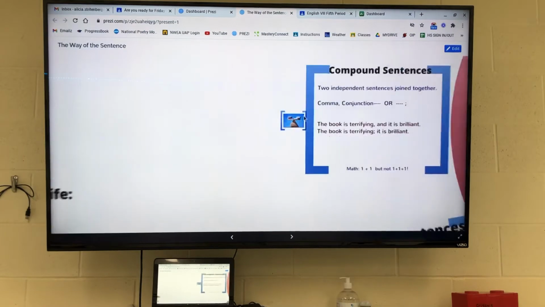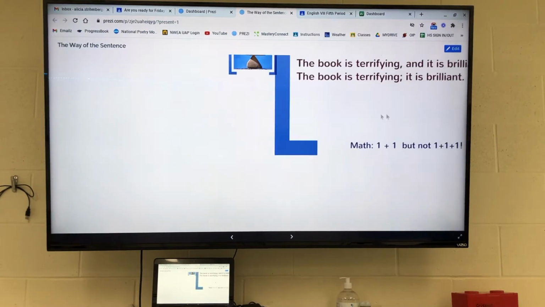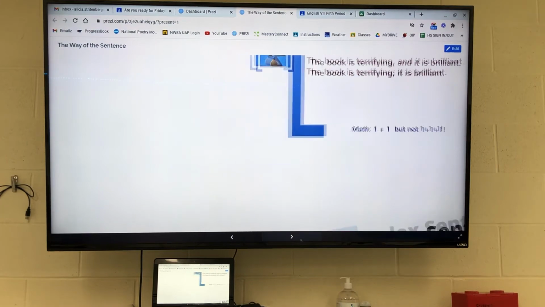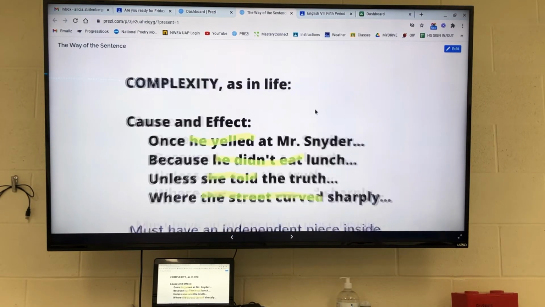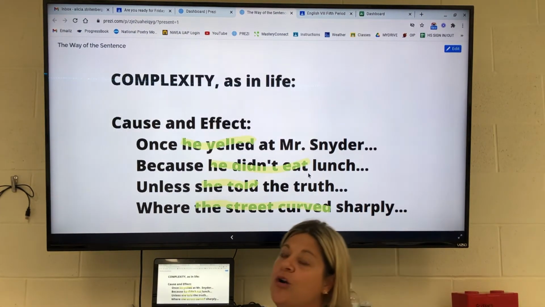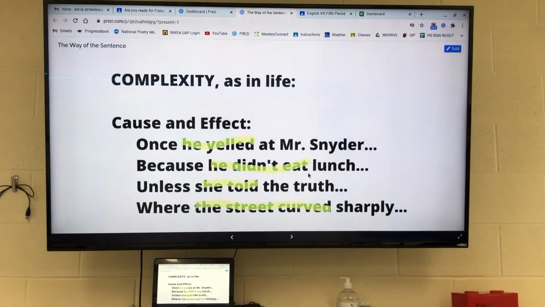In math, that would be 1 plus 1. Right, because you're joining 2 sentences together. It would look like that as an equation. Now we hit the second half, which is hard. It's hard for kids in advanced composition in high school. It's hard for students at this level as well.